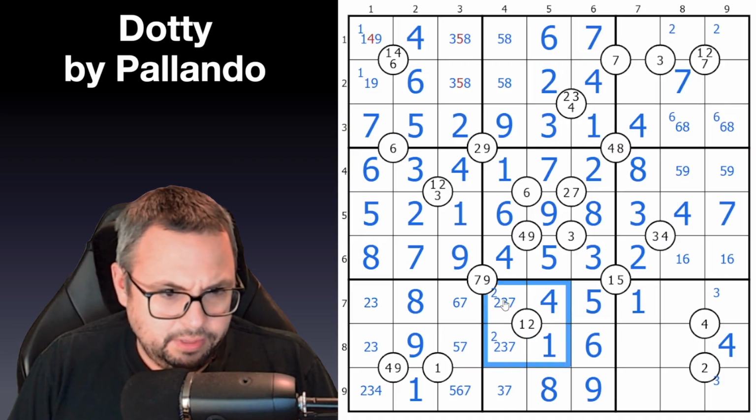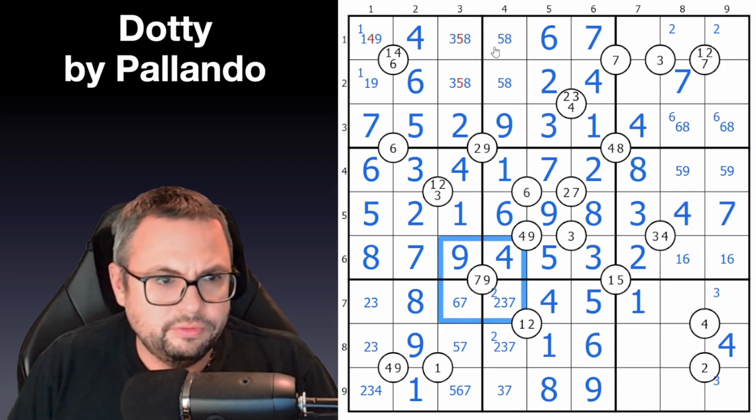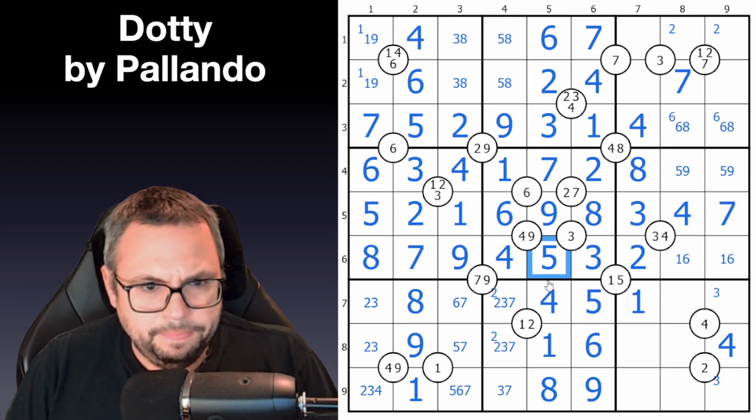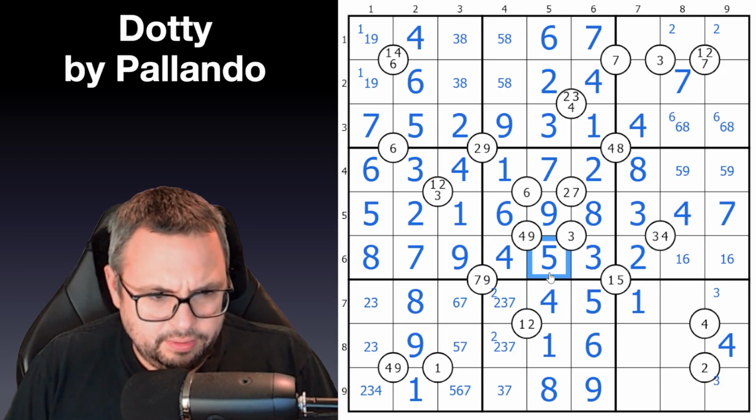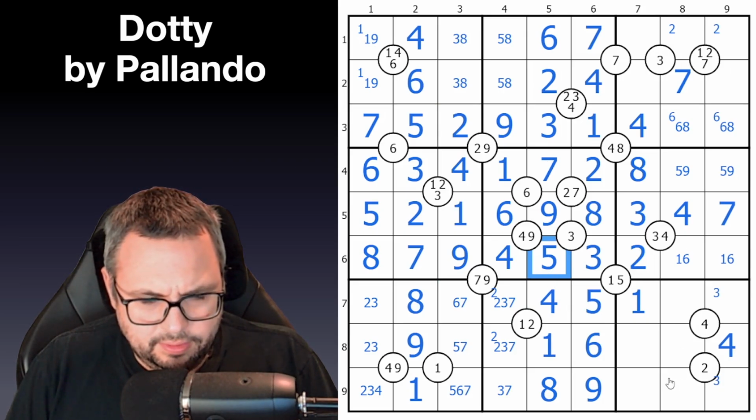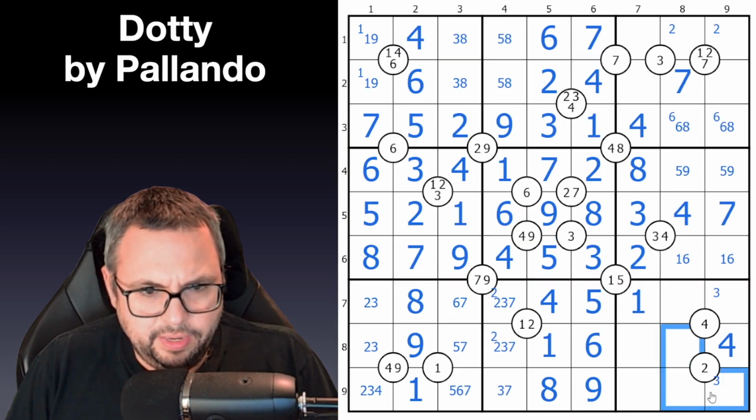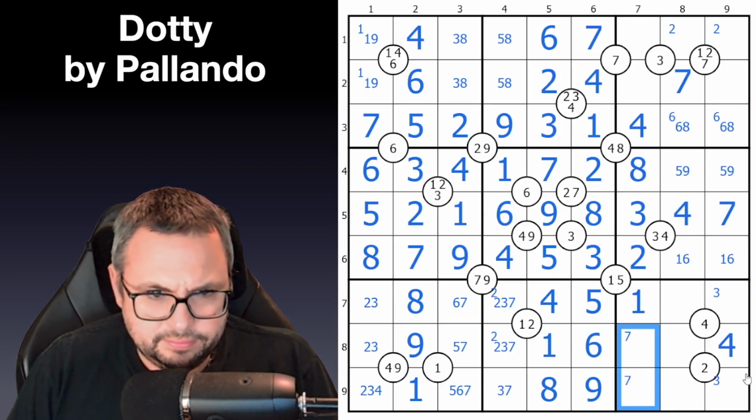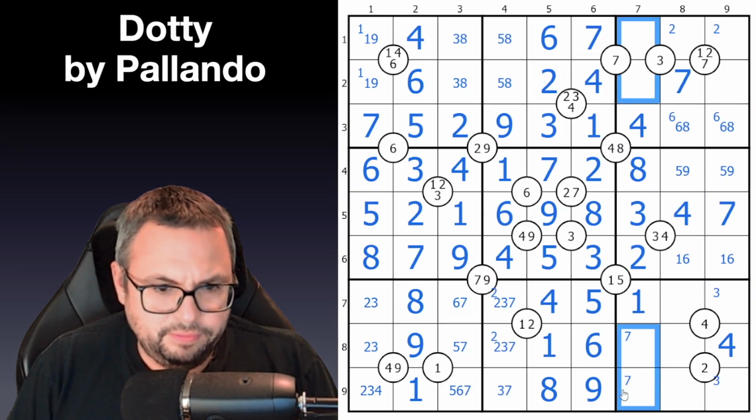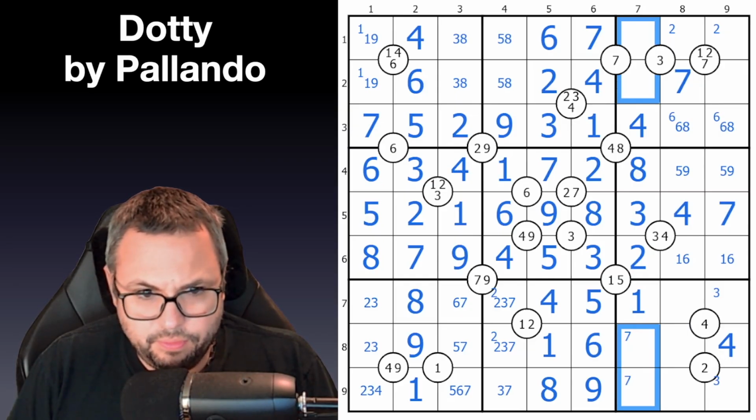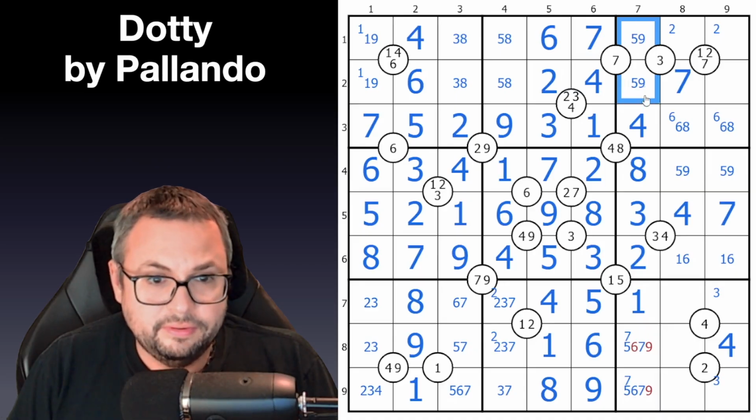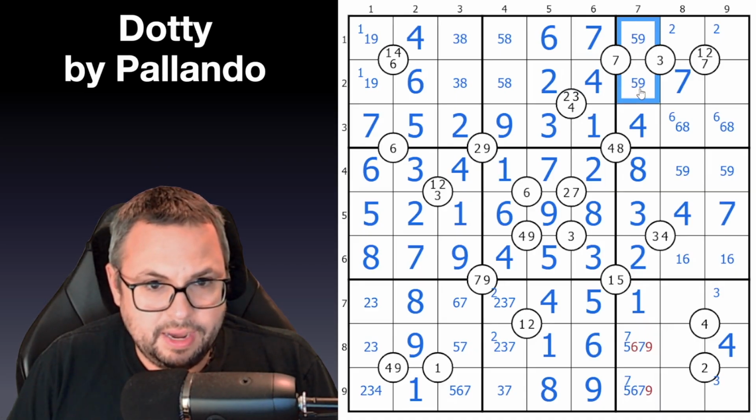Okay, so we know there's a 2 over there. We know there's a 7 in one of those 2 cells. 5, that's not 4. Let's see. I do know one of these 2 is a 7. In fact, let's just fill in this whole column. 1, 2, 3, 4, 5, 6, 7, 8, 9. Those aren't 6, 7. So these 2 are 5, 9.